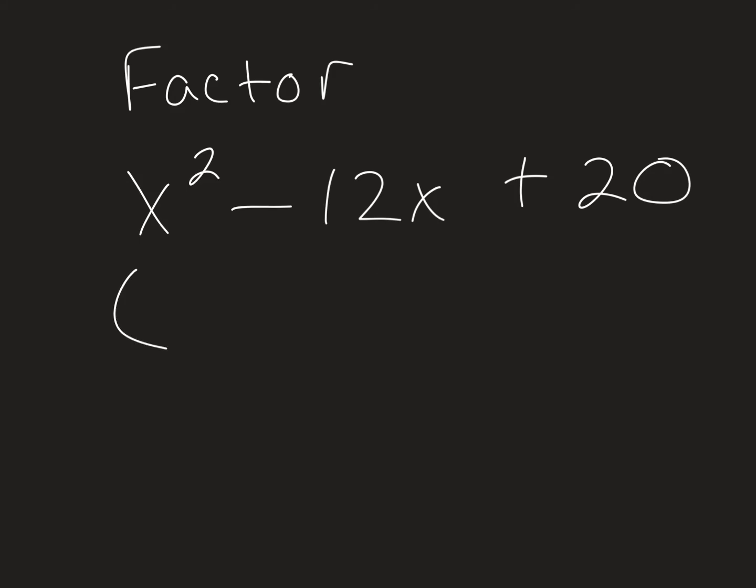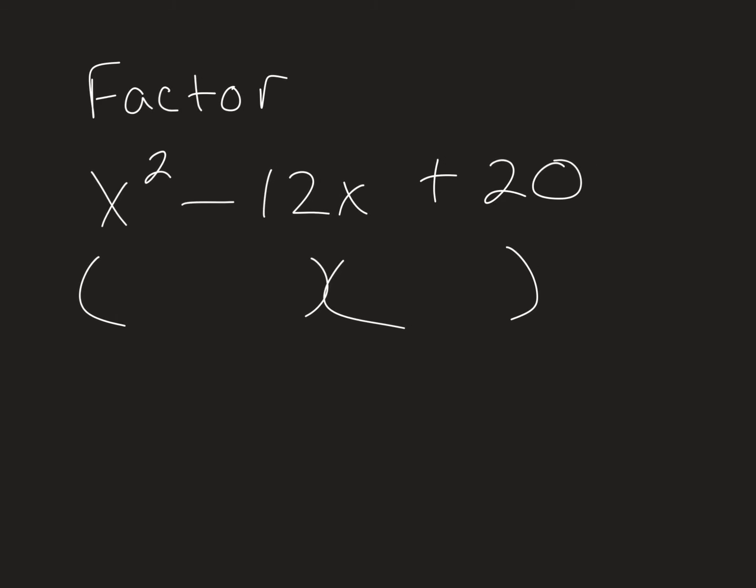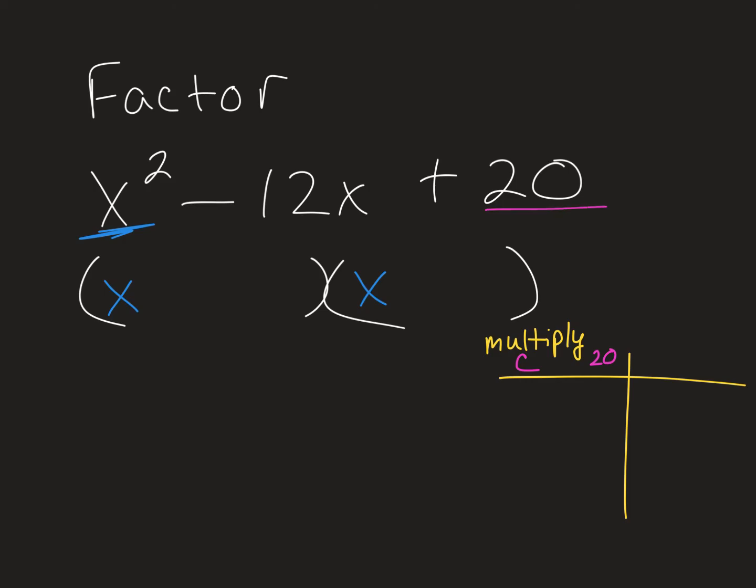I'm going to go ahead and start off with my empty binomials because I know I'm going to have those eventually. And I'm going to factor the x to the second power, so that's going to be an x times x. Now I'm going to set up my table, and I'm going to ask myself, what can I multiply to get c, which in this case is 20, that I can also add to give me b. And this time b isn't 12, it's a negative 12.